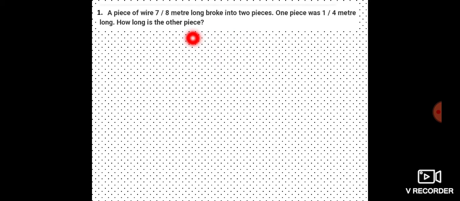This is our question. Here we have been given the length of the wire equal to 7 by 8 meter. Total length is 7 by 8 meter. It is broken into 2 pieces. One piece was 1 by 4 meter long. So the next step in the solution is: length of one piece equal to 1 by 4 meter. How long is the other piece? That's our question. For finding the length of the other piece, what will we do?